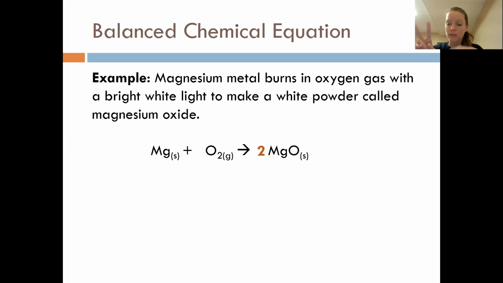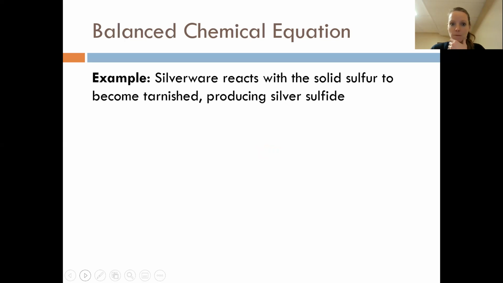So now I have 2 magnesium and 2 oxygen. So the oxygen is balanced, but now I have a problem because now I have 2 magnesium. So we keep going with this left-hand, right-hand check. I put a 2 in front of the magnesium and now it's balanced. 2 magnesium, 2 magnesium, 2 oxygen, 2 oxygen, and now it's balanced.